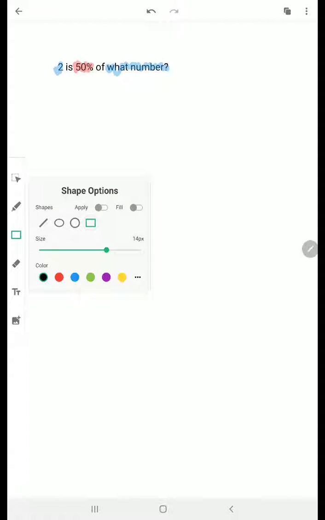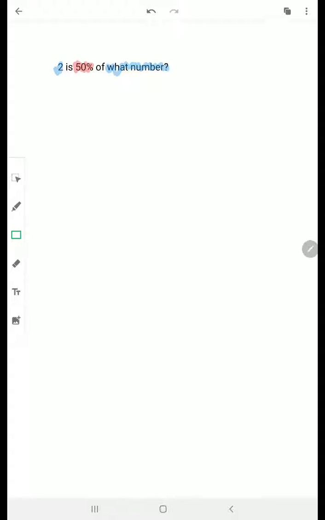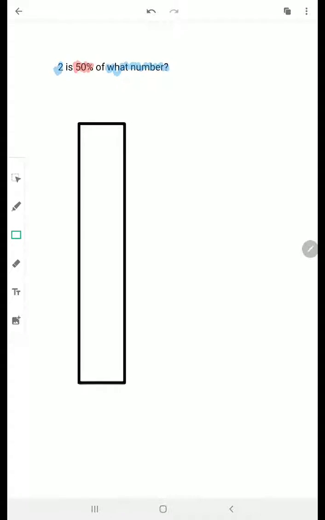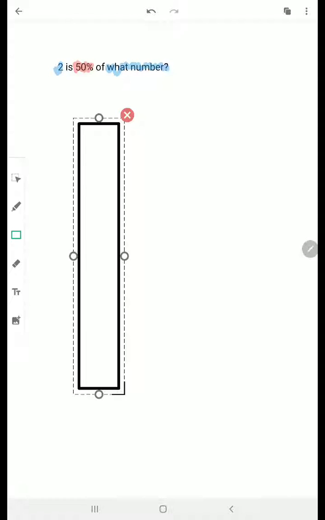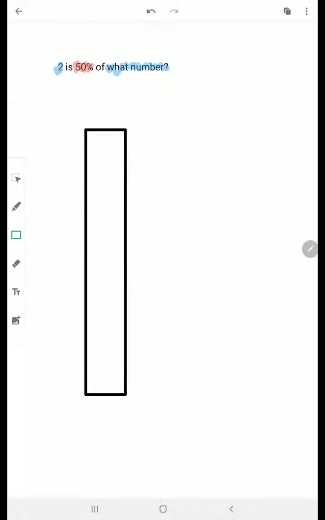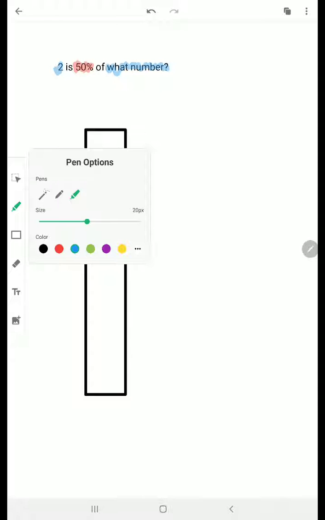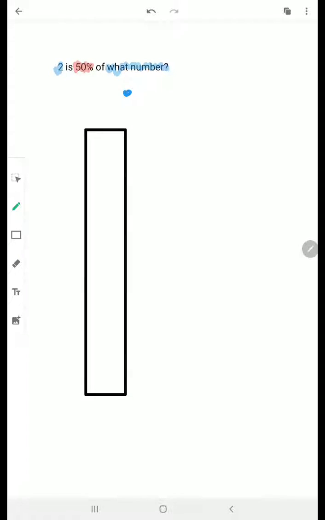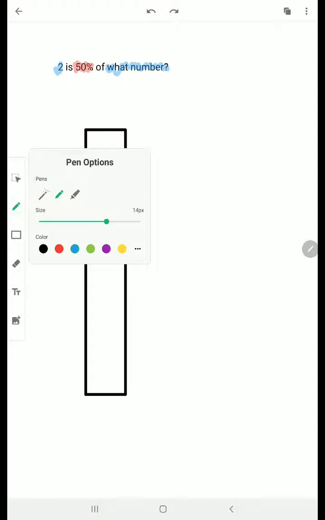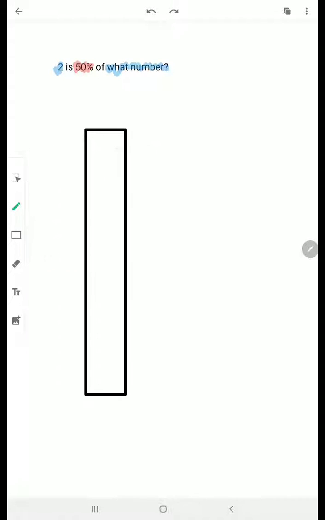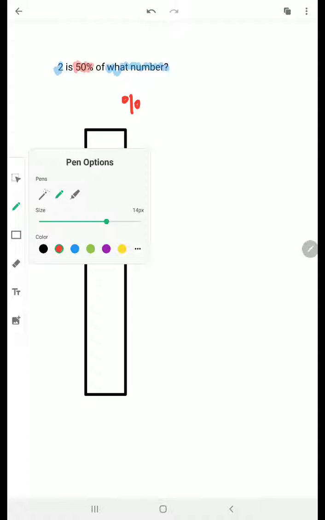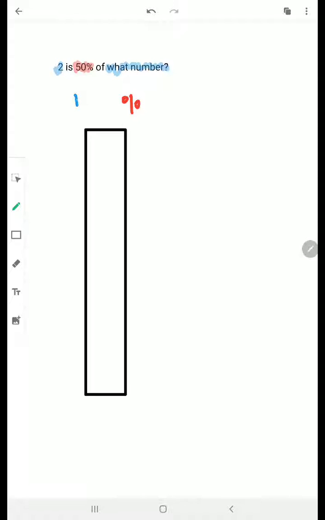And I'm going to do a little cheat here on my tablet because I think it's going to be a little faster if I do it this way. I'm going to draw my double number line using a rectangle tool. That looks good, thank you. And I'm going to do some labeling here for you. I'm going to call this side the percent side, so I want it to be red. And I want the other side to be the numbers over here.